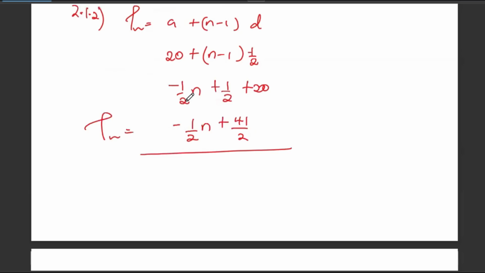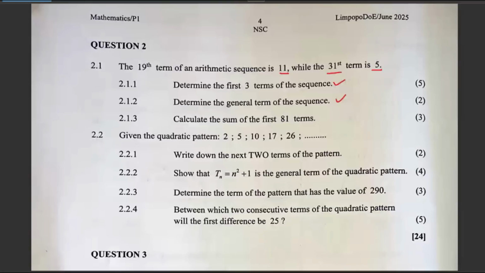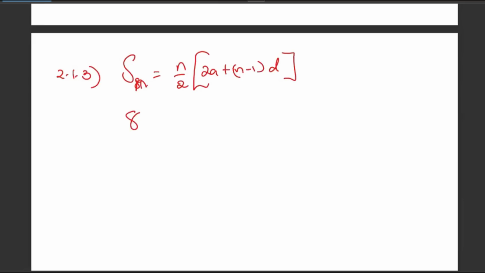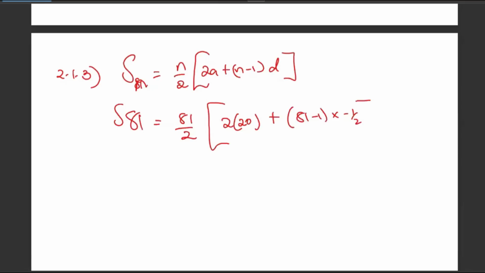No stress. Then 2.1.3, and they want us to get the sum of the first 81 terms. Okay, so sum of 81 terms, let's start by writing the formula. So n over 2 into 2a plus n minus 1 multiplied by d. So S81 is going to be 81 over 2, 2 multiplied by 20 plus 81 minus 1 multiplied by negative a half.